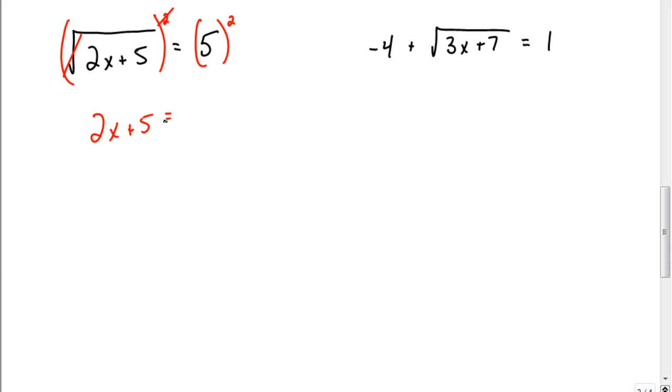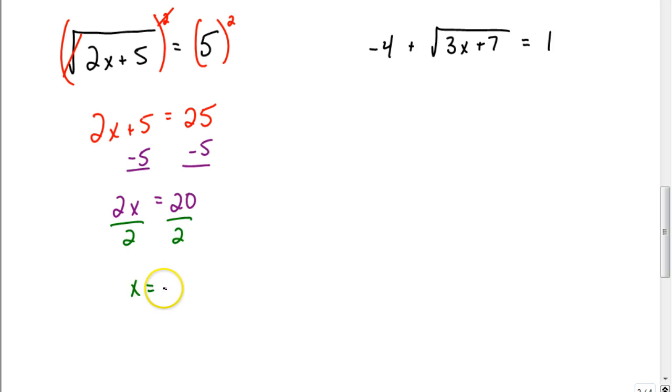But remember, whatever I do to one side, I have to do the same thing to the other side, so I have to square the other side of the equal sign. So 5 squared is 25. And now I just have a normal equation. This would be a two-step equation because there are 2 steps to solve it. I would subtract 5 from both sides, giving me 2x equals 20. And then divide both sides by 2. And we get x equals 10 as your answer.